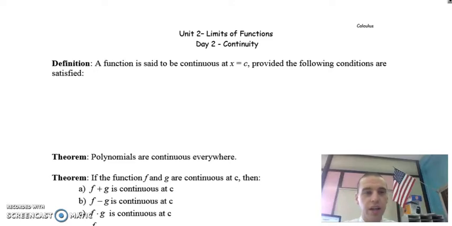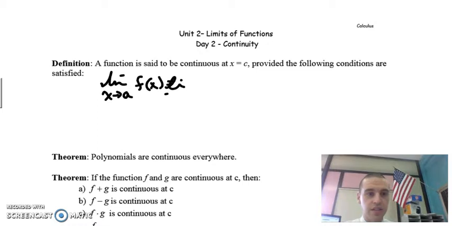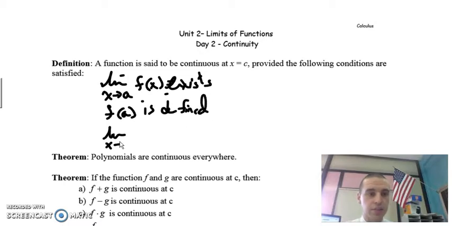More on continuity. Again, the definition: a function is said to be continuous if the following conditions are satisfied. Those conditions are that the limit as x approaches a of f of x exists, that f of a is defined, and that the limit as x approaches a of f of x equals f of a. We've talked about that before, so that's not a surprise to you guys.